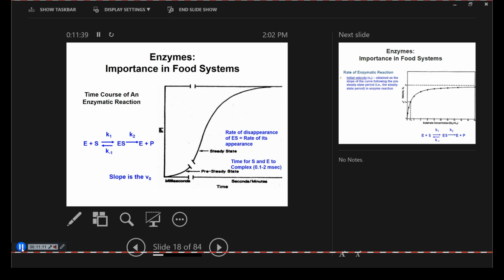So the pre-steady state is where we actually bind the E and S and form ES, but once it's bound, we enter a steady state, where the rate of disappearance of ES equals the rate of appearance. That means the rate of disappearance, K minus 1 plus K2, equals K1. So it's being produced and it's disappearing in this direction. Here we have a linear relationship, and the slope of that line is your velocity, or we call it the initial velocity.